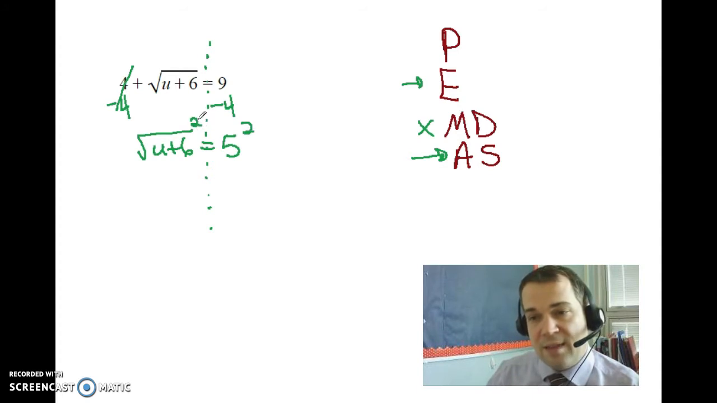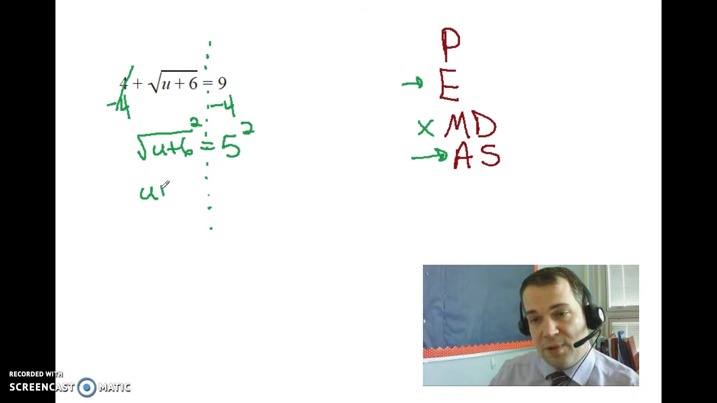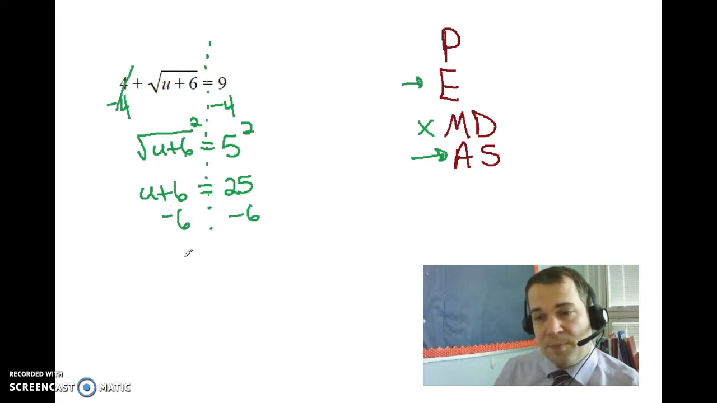On the left side, the square and the square root cancel each other out and leave just the u plus 6. And then on the right side, whatever 5 squared is, that's what we're going to put. 5 times 5 is 25. And now we start the whole process all over again. We're trying to get this u by itself. I'm seeing if there's anything to add or subtract. I see a 6 that's added. I'll subtract it. So my final answer is u equals 19.